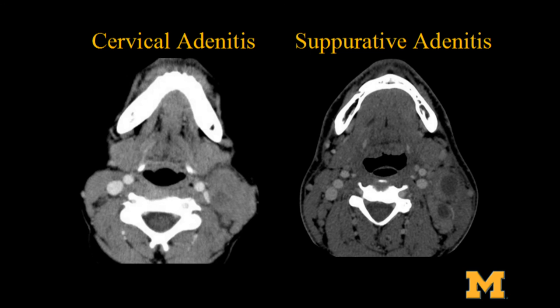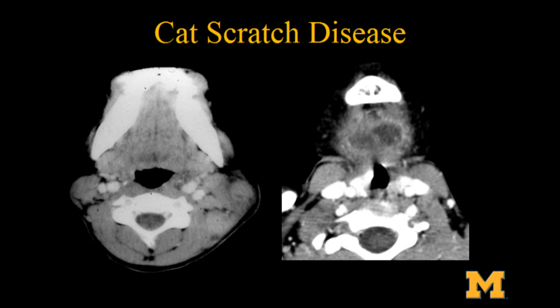Now, here's an example of a case, path proven, that came in the middle of the night. Again, a true story. It was a child with enlargement of a cluster of lymph nodes in the left neck that were painful to palpation. So this is cervical adenitis. Now, does anybody want to venture a guess of what this child had? And he had a pet. It's cat scratch disease, exactly right.